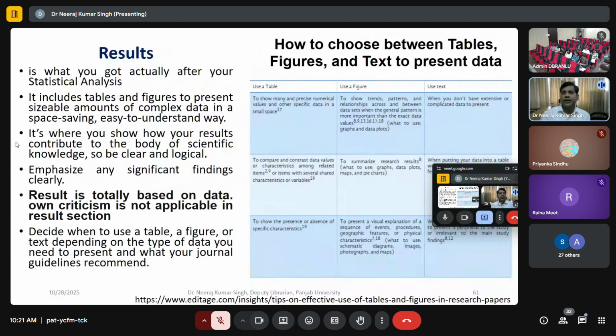We have to understand this thing also, that there is a difference between result and discussion part. Can you please tell me what is the difference between result and discussion part? Because we are basically combining all these things into one part, and that is also one of the reasons for rejection of your paper. Anybody from you, if you can please tell, what is the difference between result and discussion part?